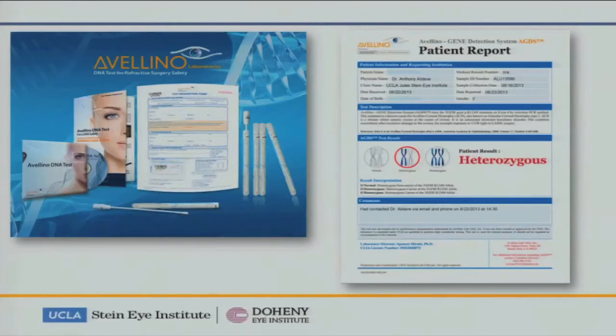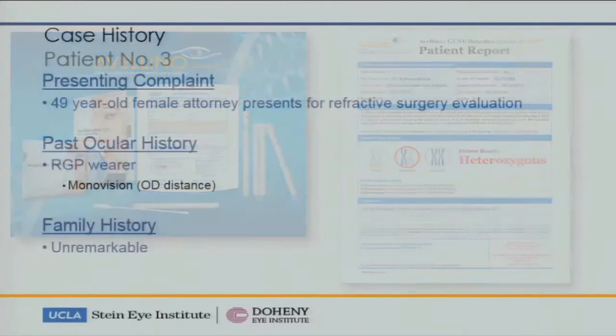It's easy to do, as we've heard. It's performed with a buccal swab. Many times a technician in your clinic can do it, or you can do it yourself very quickly. The report is very clear. There's no question in this case of mine, patient's heterozygous. This is a patient who is not a candidate for keratorefractive surgery.